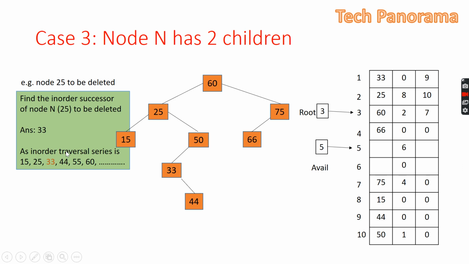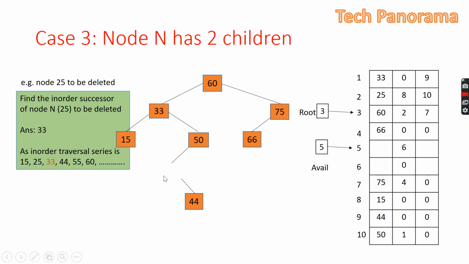So when we delete, first we have to find the node which we are going to delete, and find its in-order successor, right? So here we are deleting the 25, so its next successor will be 33. So when we delete the 25, 33 will take its place.